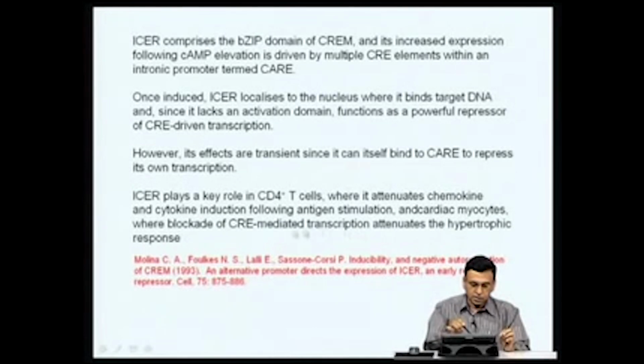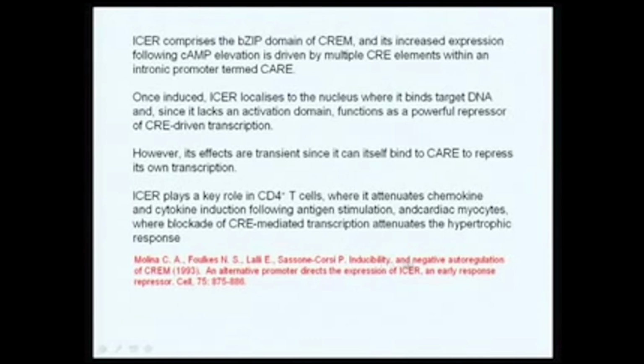A very nice article by Sassone-Corsi's group talks about the inducibility and negative autoregulation of CREM, first published in 1993 in Cell, where it demonstrates an alternative promoter directs the expression of ICER, an early response repressor. So, this is the landmark paper that led to the discovery of ICER and how ICER functions as a negative regulator of cyclic AMP response.